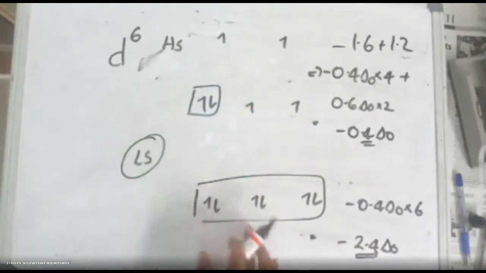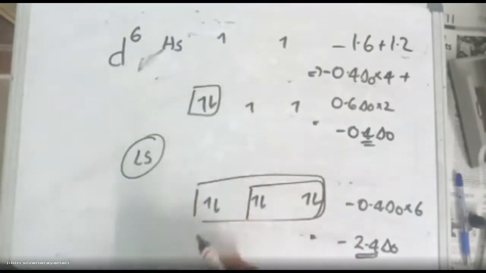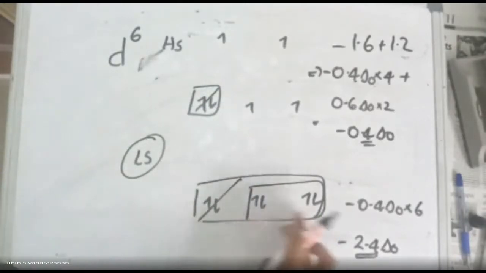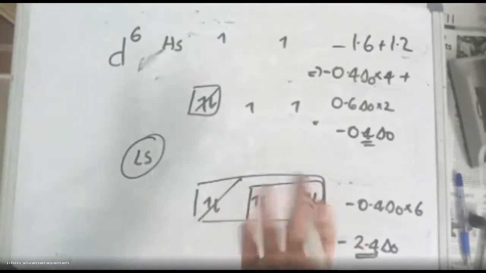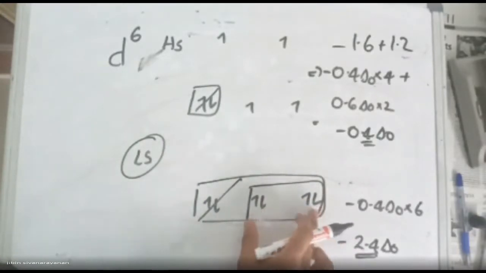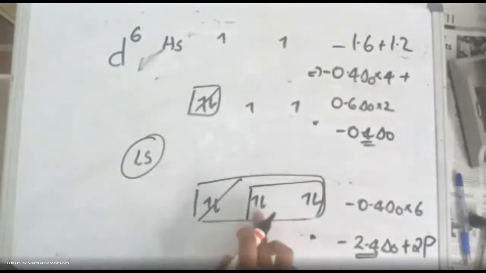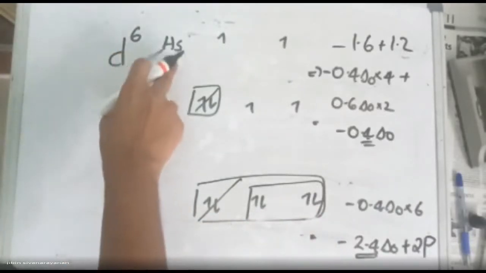So for both, only 1 set is there, right? That pairing energy gets cancelled on each side. So 2 more pairing energies are additionally there that we are not predicting by CFSE. So we have to add this additional pairing energy to the CFSE. That is minus 2.4 delta O plus 2P. That is the additional 2 pairing energies when we compare the same configuration with high spin.